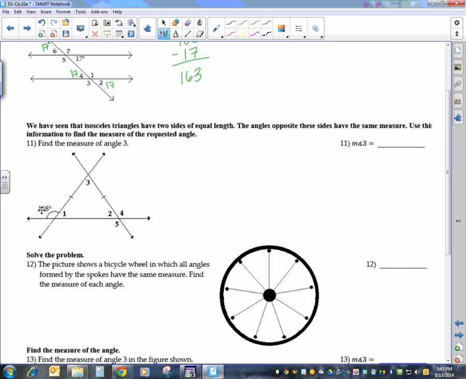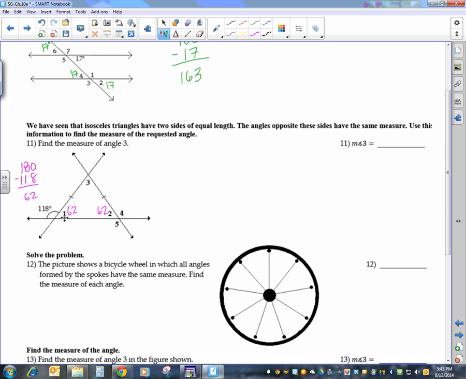So if this is 118, we're going to find angle 1 by taking 180 minus 118. And when you do that, you're going to get 62. So that makes this angle 62 and this angle 62, because they told us these two sides were equal, so the angles opposite the sides are equal.